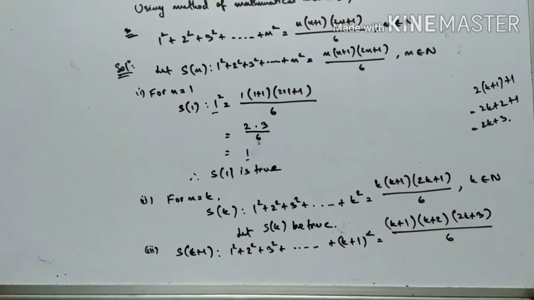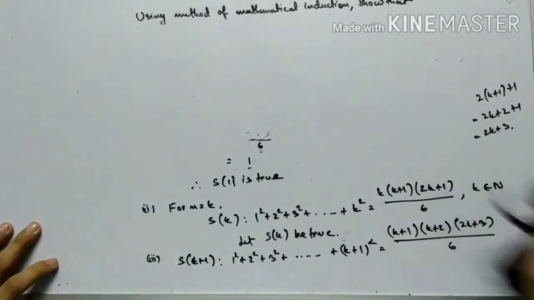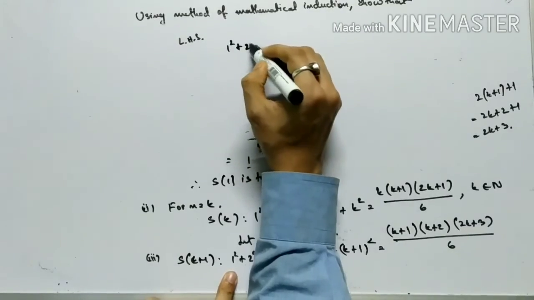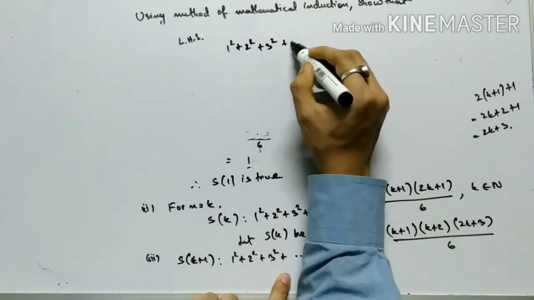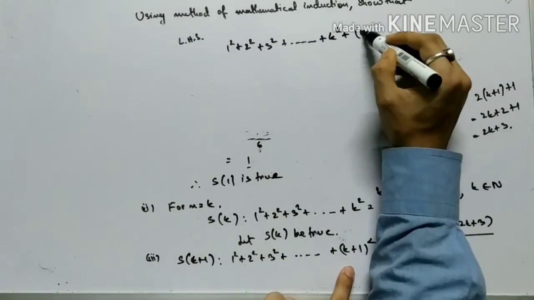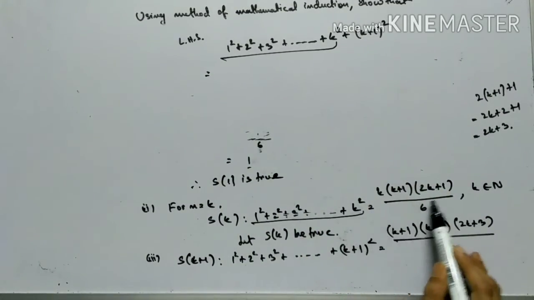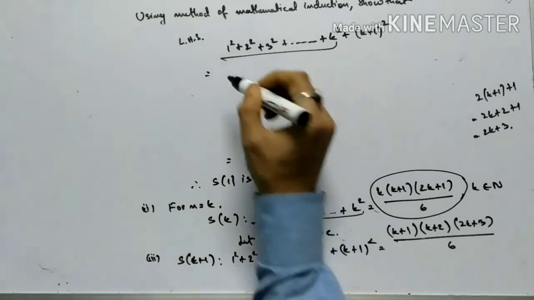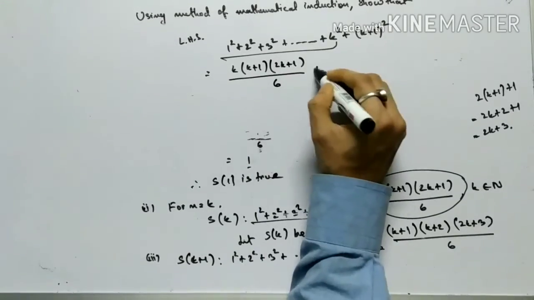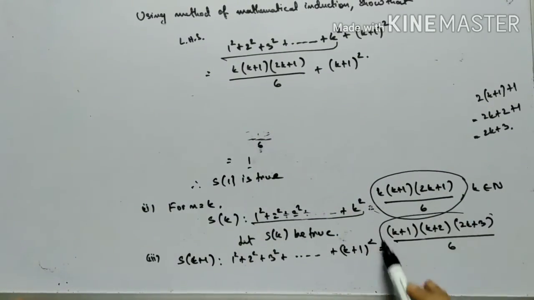So the left hand side is 1² + 2² + 3² + ... + k² + (k+1)². Up till k², the value is this one, which I will put in here: k(k+1)(2k+1)/6 + (k+1)². I will have to show that this is equal to the right hand side.